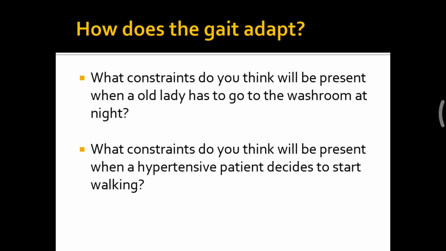I want you to think again, what constraints do you think will be present when an old lady has to go to the washroom at night? Number one. And number two, what constraint do you think will be present when a hypertensive patient decides to start walking for improving his fitness? I'll give you again 30 seconds, and I want you to list down what are the constraints that the environment is going to give to them, or is going to be imposed on them based on the purpose of their walking.